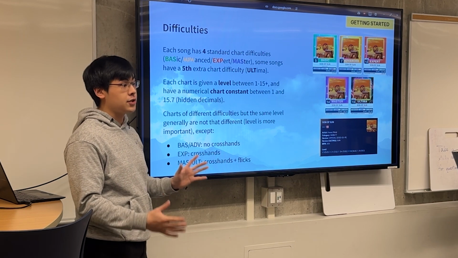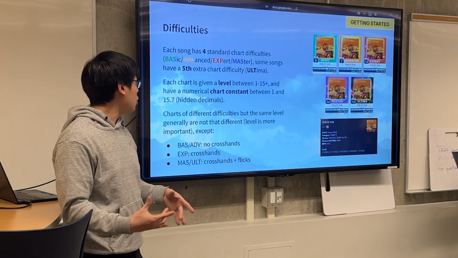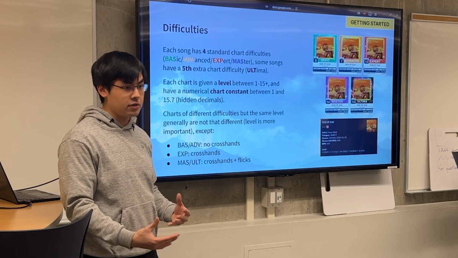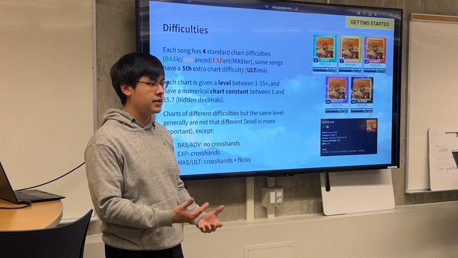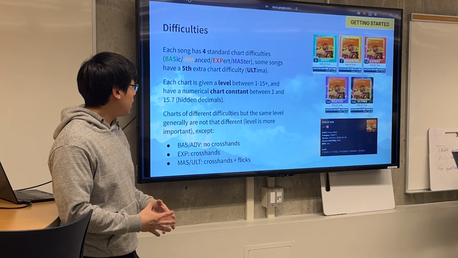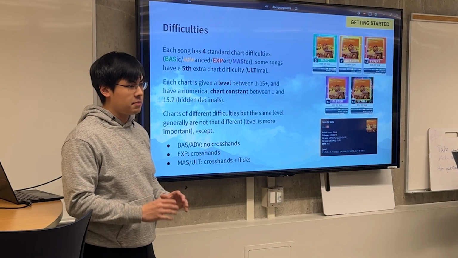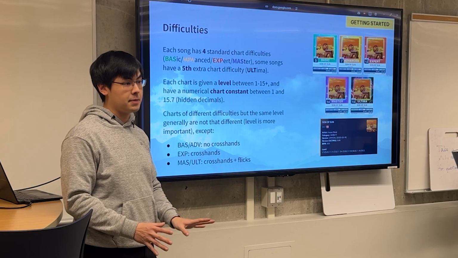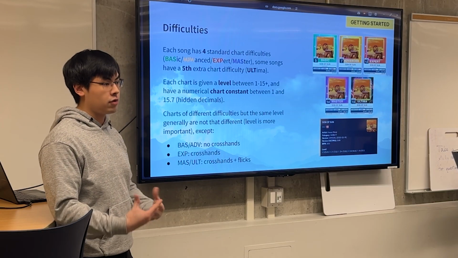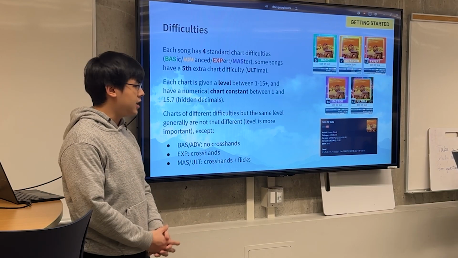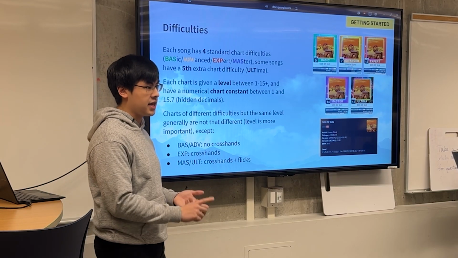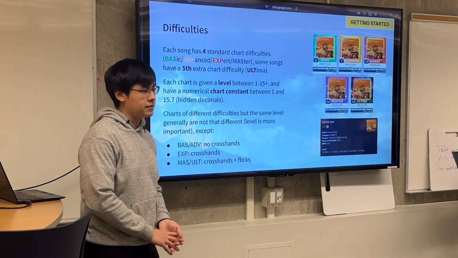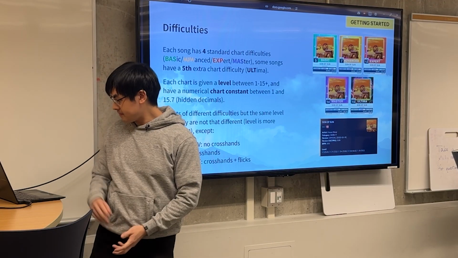Charts of different difficulties but the same level, for example a 12 expert versus a 12 master, will not feel that different from each other, because really it's the chart that determines the difficulty. But there are some major distinctions between difficulties, such as basic and advanced having no crosshand patterns. Experts will have crosshand patterns, almost all of them. And master and ultimate charts have flick notes and also feature heavy crosshand pattern use.